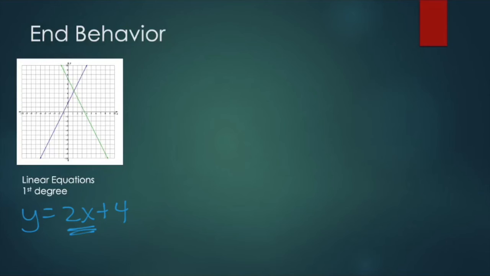Okay. And this is what degree? What's the exponent on there? A 1. Okay, a 1. So on a first degree, I want you to notice that the end behavior goes down and up, or up and down. Okay? Let's go to the next one up.